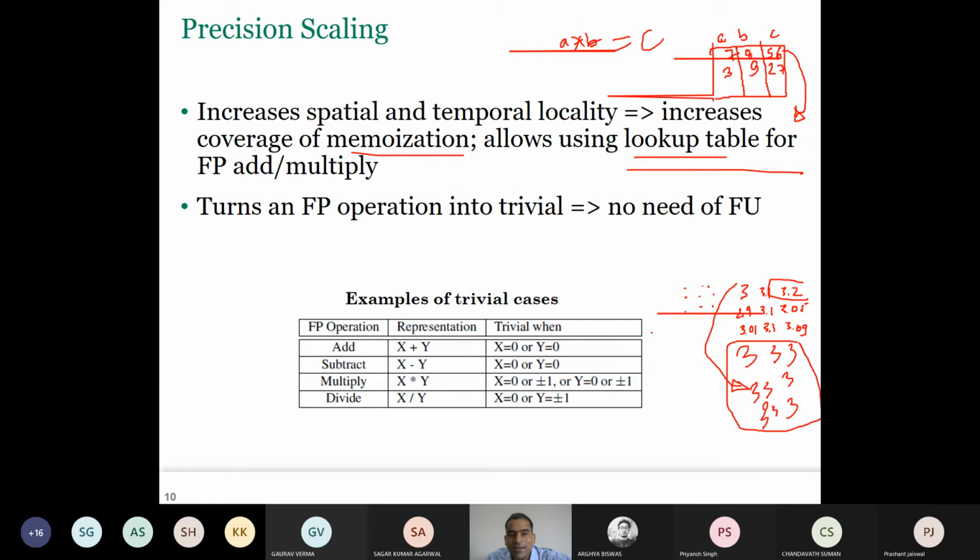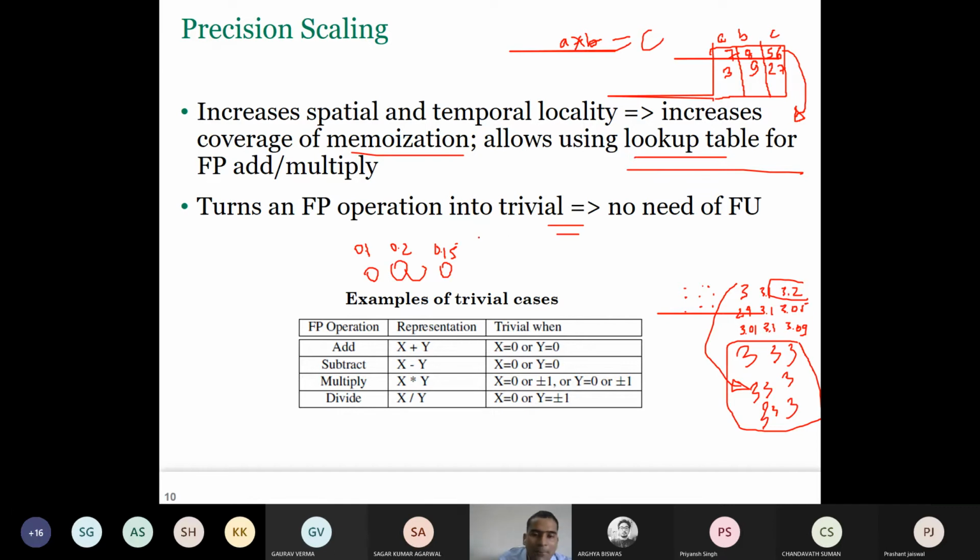And another thing which can happen is it turns a floating point operation into a trivial operation. For example, suppose these numbers were 0.1, 0.2, 0.15, right? Suppose these 3 numbers were there and you round them off to the nearest integer. Then all of them become what? 0, 0, 0, right?